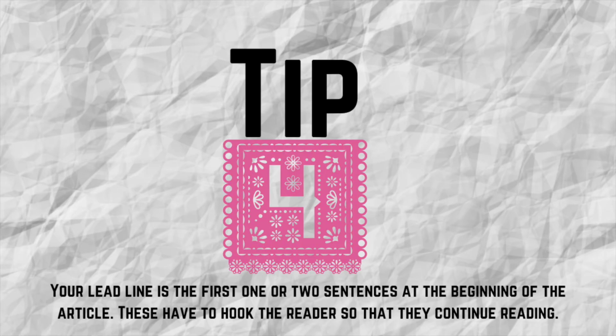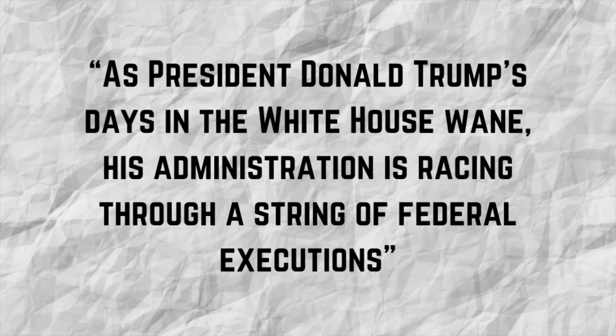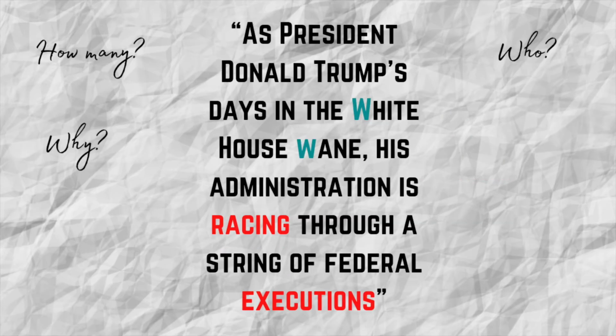Tip 4. Your lead line is the first 1 or 2 sentences at the beginning of the article. These have to hook the reader so that they continue reading. For example, the dramatic BBC headline about Donald Trump's final days in office: as President Donald Trump's days in the White House wane, his administration is racing through a string of federal executions. The alliterative W sound is accompanied by dramatic words like racing and executions. This grabs our attention and makes us want to know more. How many, who, why, where and when.